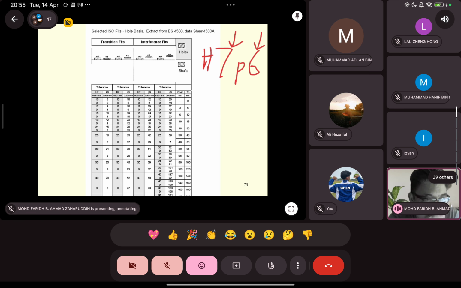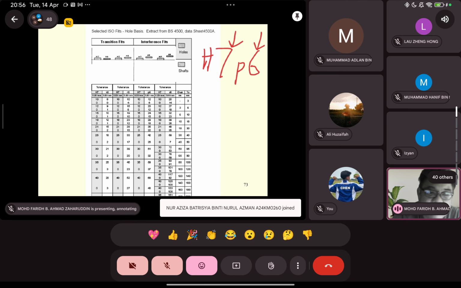Okay. What did you know about that number, 7 and 6? What is that? Grades? Yes. Okay. It's a grade. Correct. Thank you, Christopher. Are you, Izian? 7 and 6 is referring to IT grades, International IT grades. Ingat tak? International Tolerance Grade, yang ada nombor IT1 up to IT16. Still remember this one?